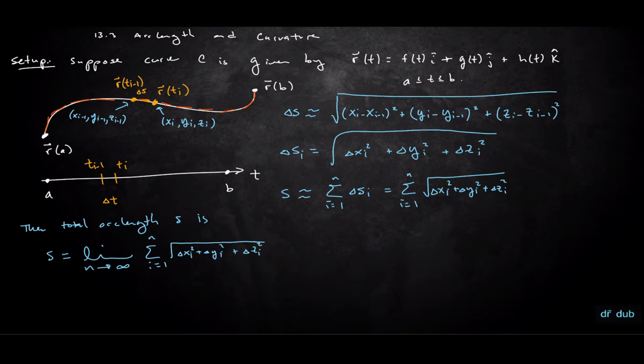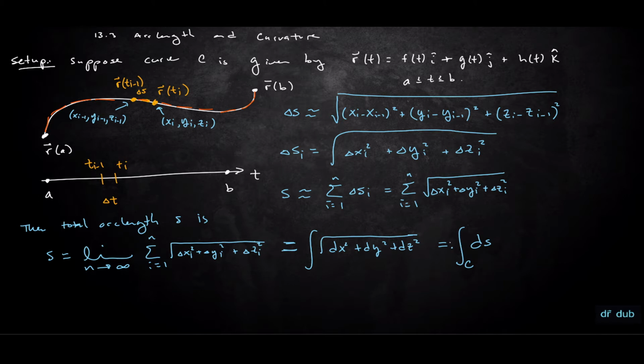So we take the limit of the Riemann sum to get the value of the integral. So this is going to be the total length of the curve. So this is going to be an integral of the square root of dx squared plus dy squared plus dz squared. And we can say that's just the integral over the curve C of ds, the differential arc length.